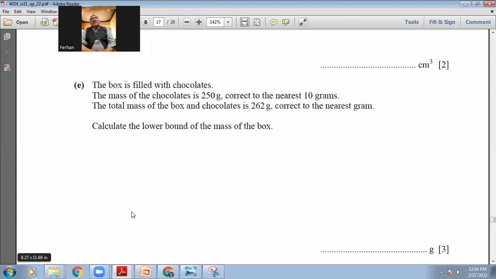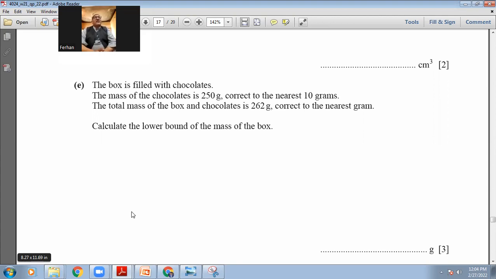The total mass of the box and the chocolates is 262 gram, correct to the nearest gram. Nearest gram means 1 gram. 1 gram divided by 2, it will be 0.5 gram. 262, add 0.5 to it, you get the upper bound of the total mass. 262 minus 0.5, you get the lower bound of the total mass of the box and the chocolate.